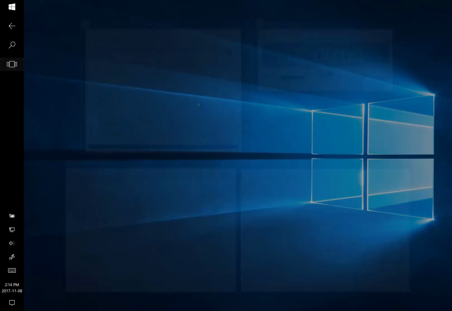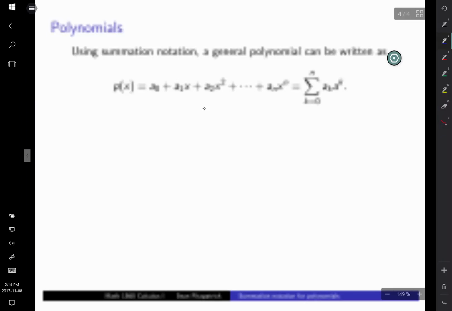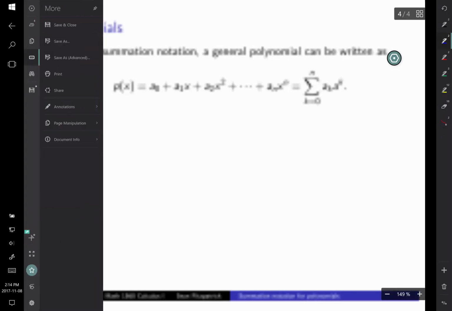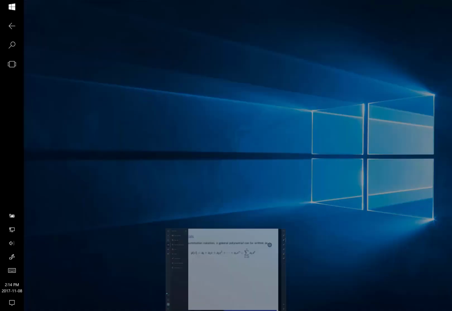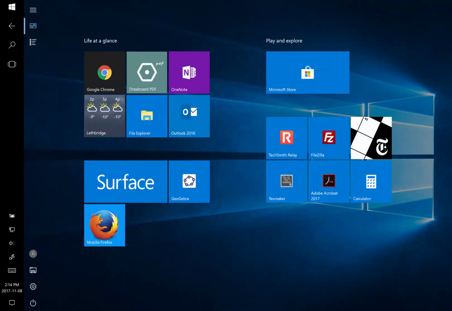It's going to do that to me again. Okay, let me save and close. Let's see if we can rescue this here. Let's close my program. Let's open it back up.